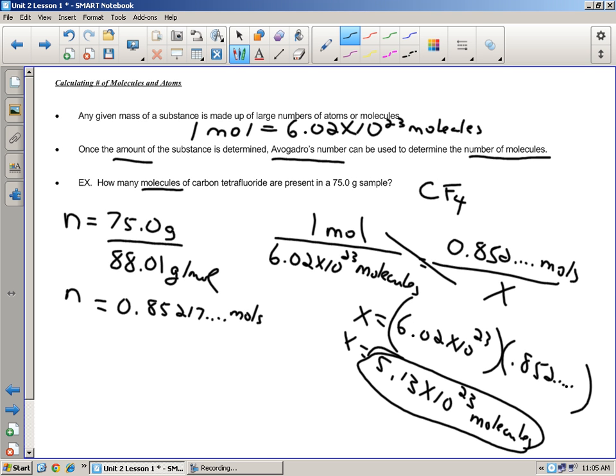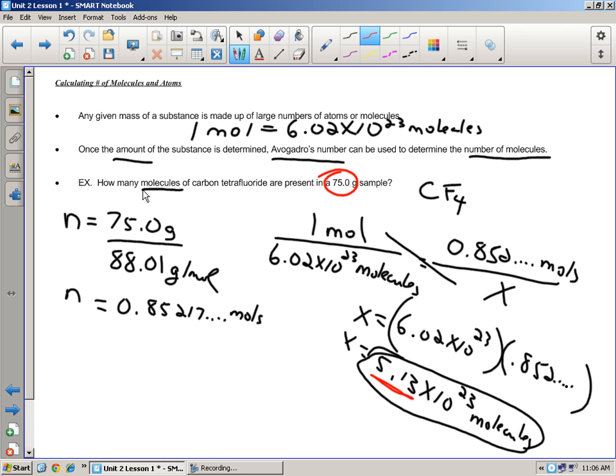Significant digits is still important for our final answer. I circled it, so it must be my final answer. Up here I got 75.0, that's 3 significant digits, so I should have 3 in my answer. I do. 5.13 is 3 significant digits. So that's what we need to do for that one.